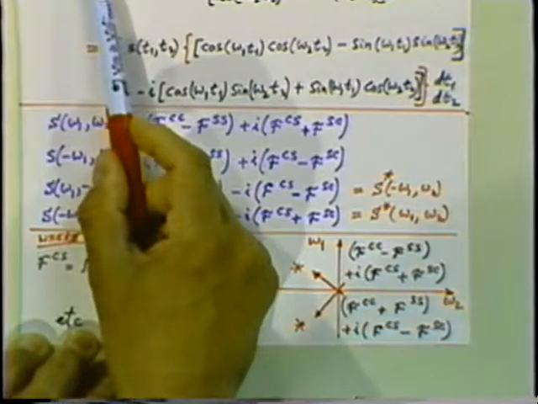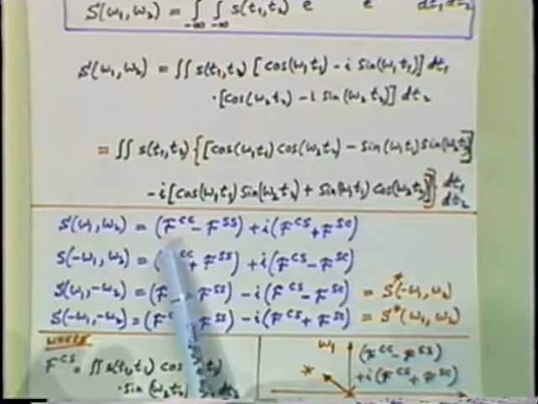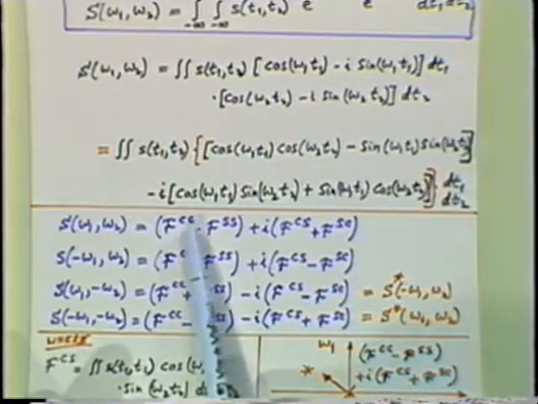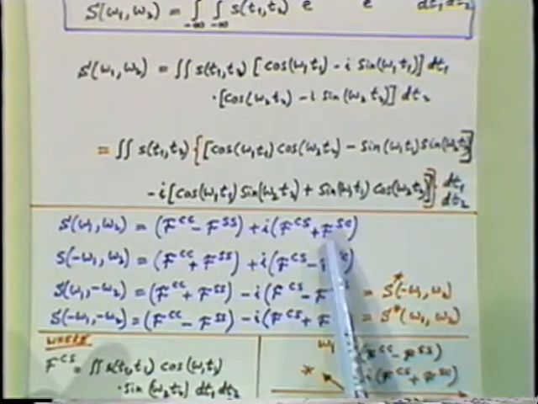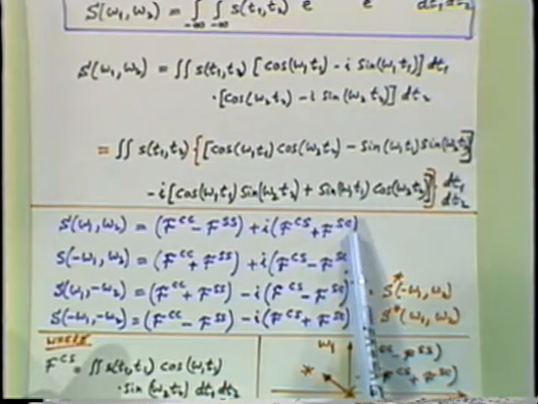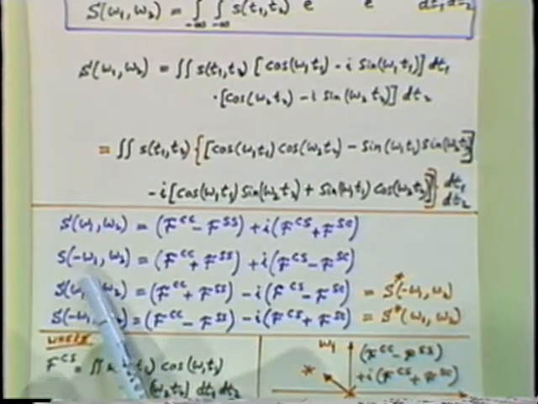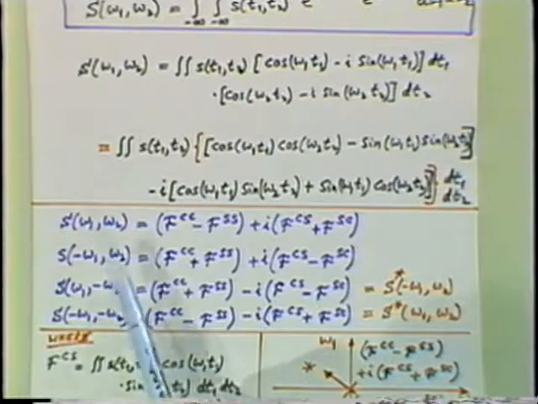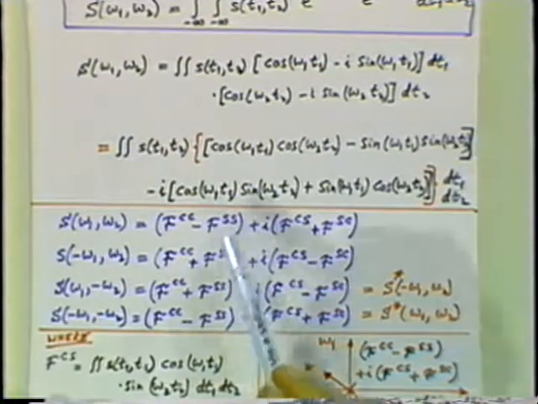The signal in the frequency domain, spectrum S(omega 1, omega 2), is a sum of 4 terms: cosine-cosine transform minus sine-sine transform plus i times cosine-sine transform plus sine-cosine transform. If I want to compute the signal in the minus omega 1, plus omega 2 domain, I have to just change the sign of the frequency in that domain, and you will get this.